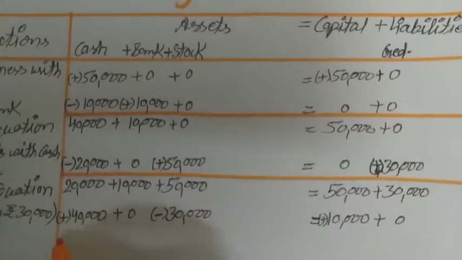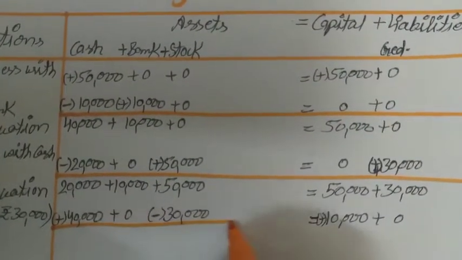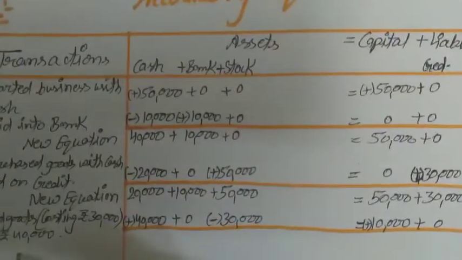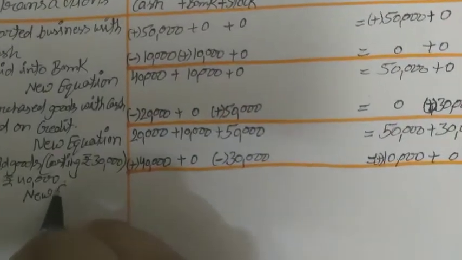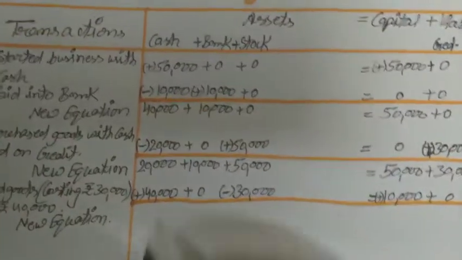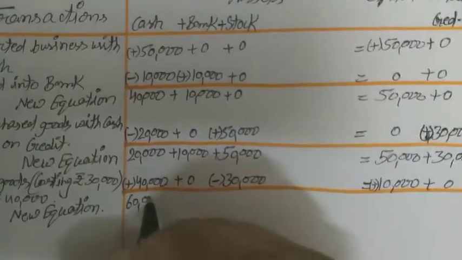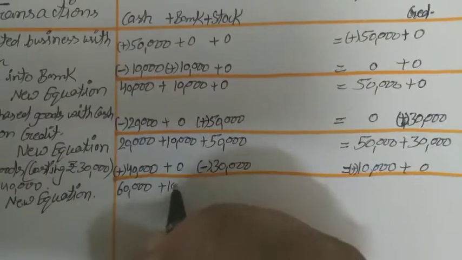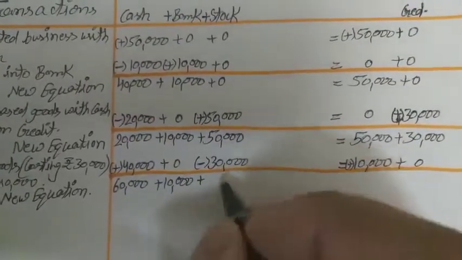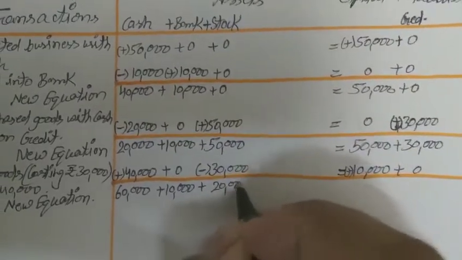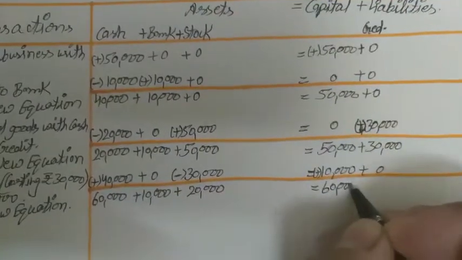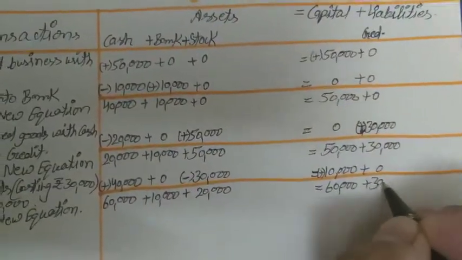Now once again new equation: 60,000 cash, 10,000 bank, minus 50 minus 30, 20,000 rupees stock will be left, 60,000 capital and plus 30,000 creditor.